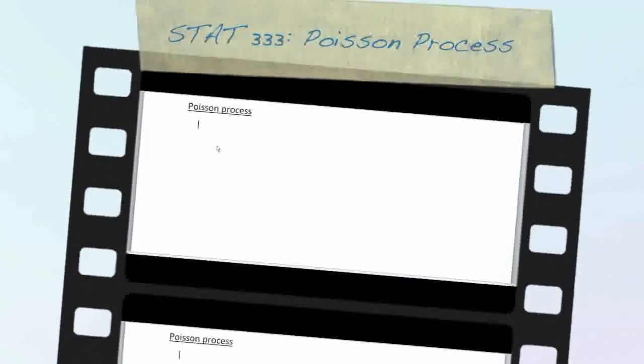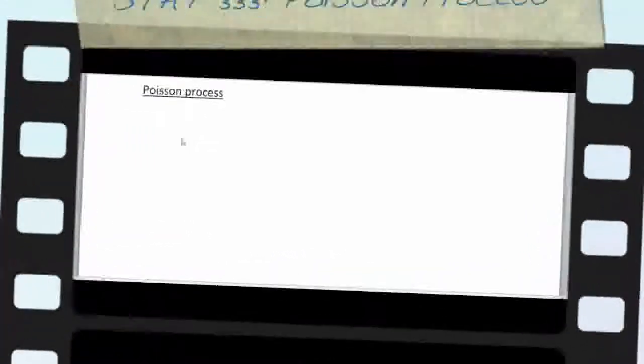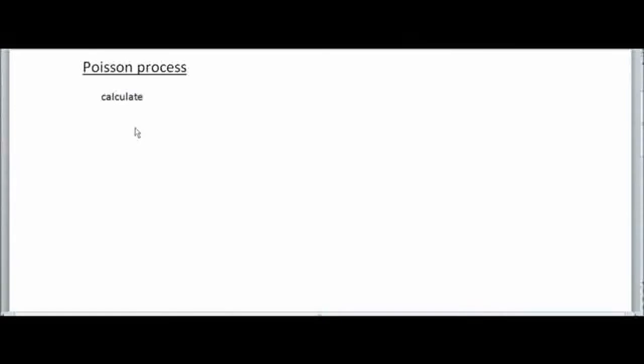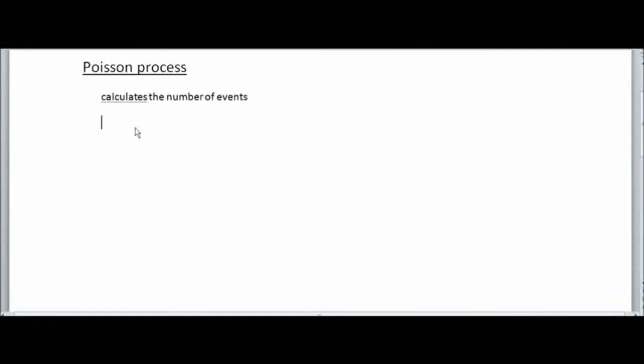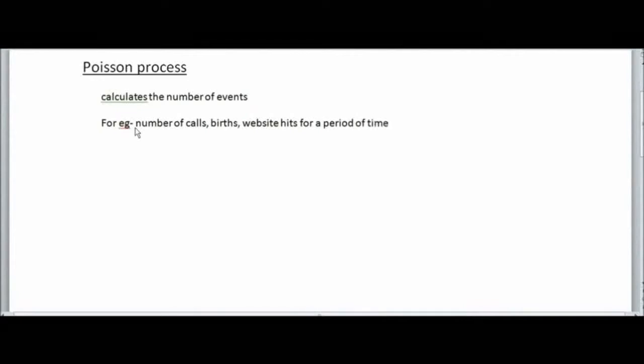A Poisson process is a stochastic process that counts the number of events or occurrences of a certain kind at points in time. For example, the number of emergency phone calls, number of births in a hospital, or number of website hits for a given period of time. A Poisson process has to satisfy three conditions.